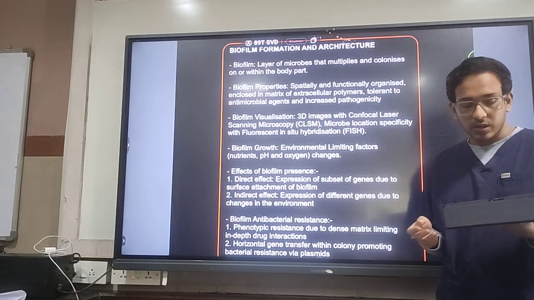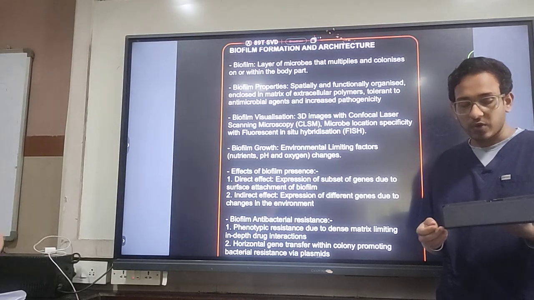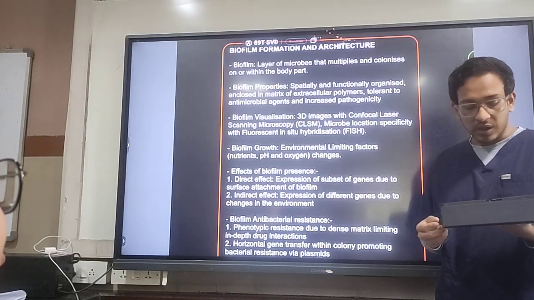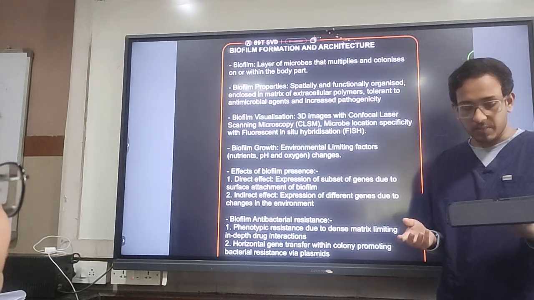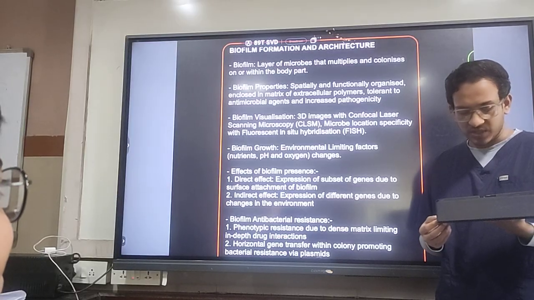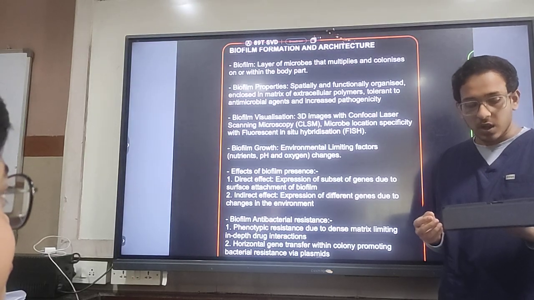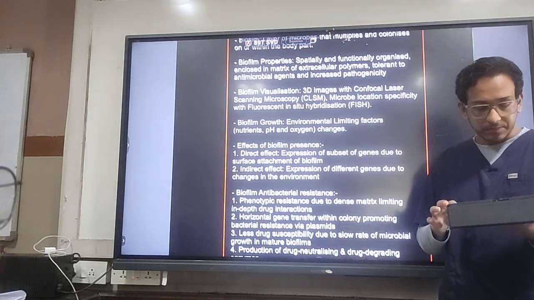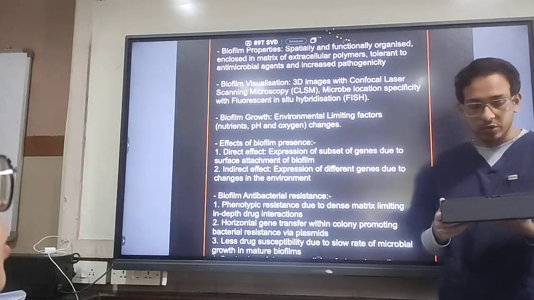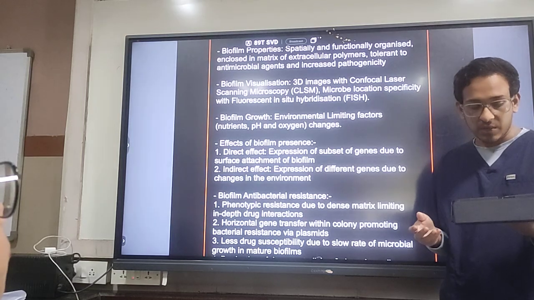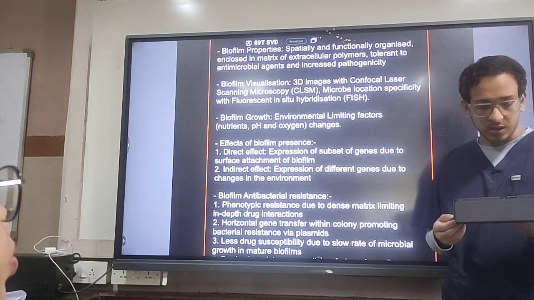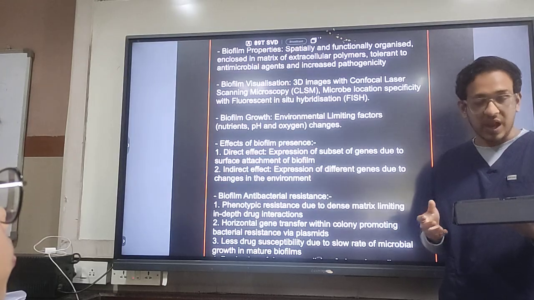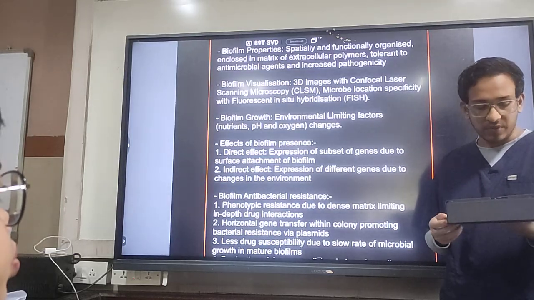Biofilm visualization: 3D images with confocal laser scanning microscopy help to visualize microbe locations, and fluorescent in situ hybridization can be used for specificity. Biofilm growth: environmental limiting factors such as nutrients, pH, and oxygen changes can affect the growth of biofilm.